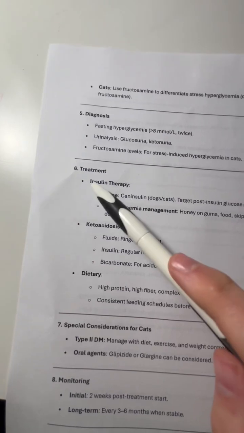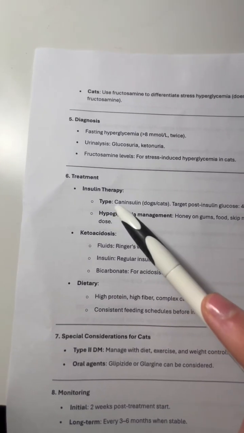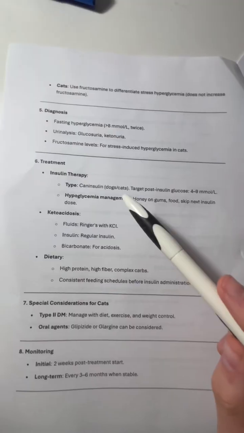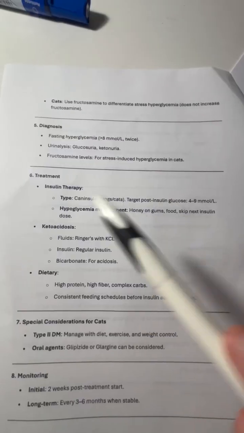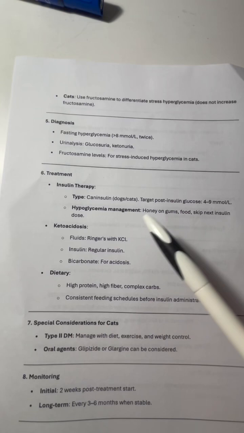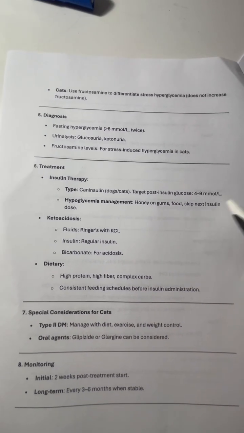For the treatment, you can use insulin therapy. For dogs, use CAN insulin for dogs and cats. Hopefully bring the post-insulin glucose down to 4 to 9 millimoles per liter. If hypoglycemia occurs from the insulin, put honey on the gums, give food, and skip the next insulin dose.